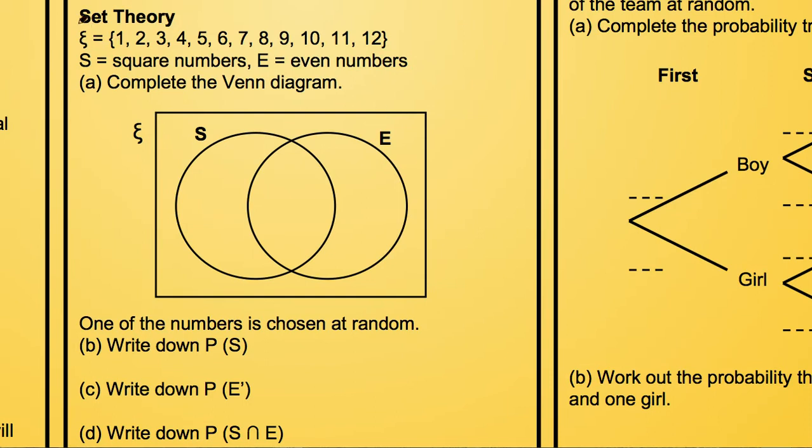Here we've got a set. The universal set is all of the numbers from 1 to 12, all of the integers 1 to 12. S is the circle for square numbers and E is the set for even numbers.